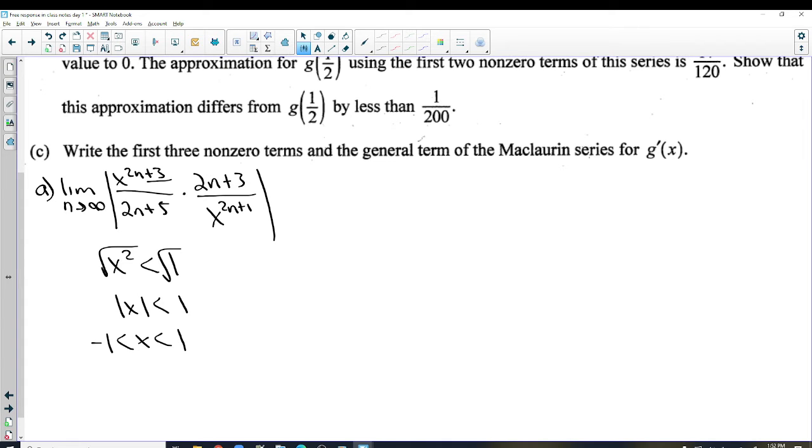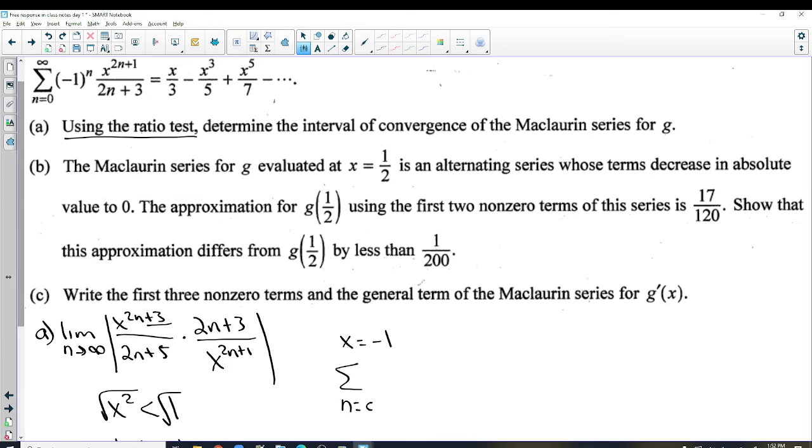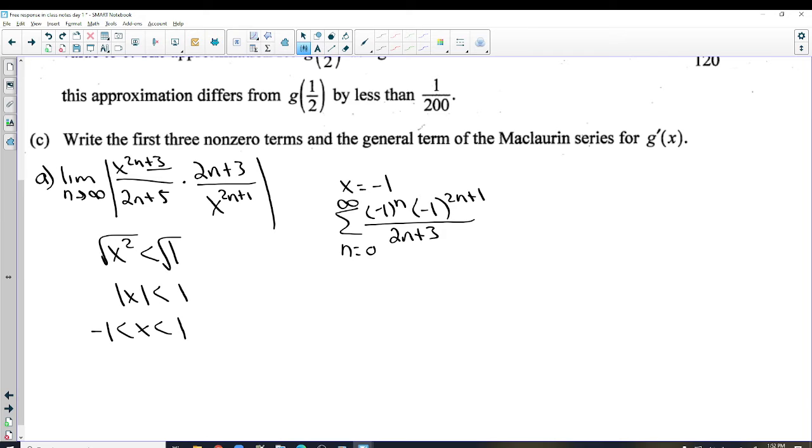But now we have to check our endpoints every time, so there's no exception to that. I guess, well, there kind of is. X equals negative 1. Well, we got to go back up to the original. The sum from n equals 0 to infinity of negative 1 to the n, negative 1 to the 2n plus 1 over 2n plus 3. So we have to decide if this is alternating or not. That's negative 1 to the 3n plus 1 over 2n plus 3. So if I plug 0 in, 0 plus 1 is, well, that's odd. If we plug 1 in, 3 plus 1 is 4, that's even. So this is actually alternating. This is an alternating series. If it wasn't, I would just make it negative 1 or positive 1.